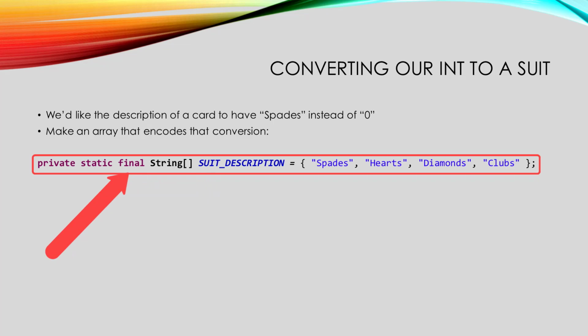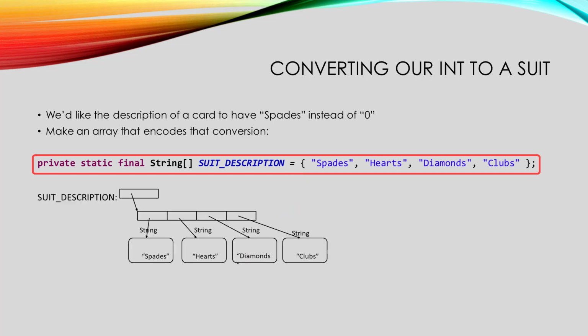It's a constant because we put the modifier final in its declaration. In addition, we've used a new type of declaration that lets us specify the values that are in the array right at its declaration. So this will create an array of 4 strings, and each contains the name of one of the suits. The magic of this comes from how we use it.